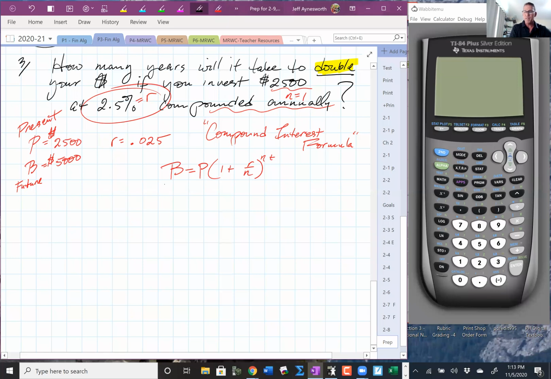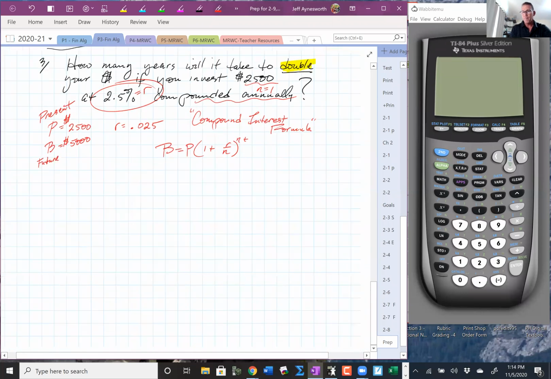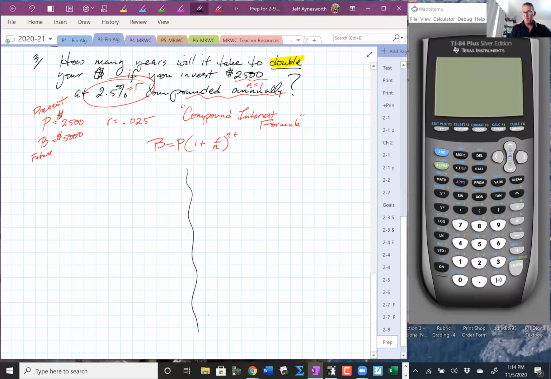All right, so here we go. Let's set it up. We're going to substitute in the future value for B. This is your future value, and we want 5,000. Oh, wait a minute. Hang on. Stop for a second. There's two. We're going to do this 2 methods here, guys. So let's split the paper here. We're going to do this 2 different ways. So let's write down method 1 over here, and then method 2 over here.